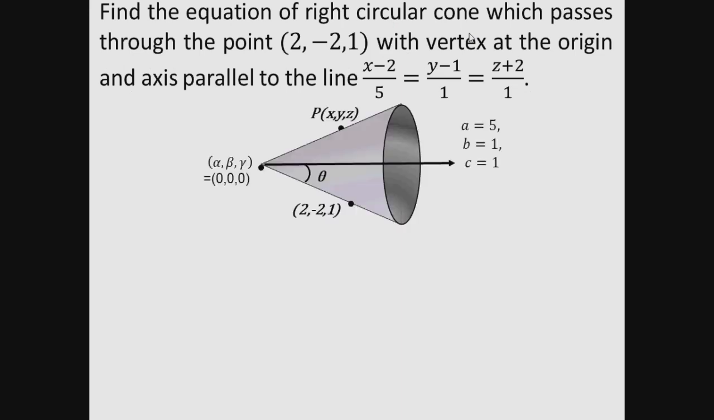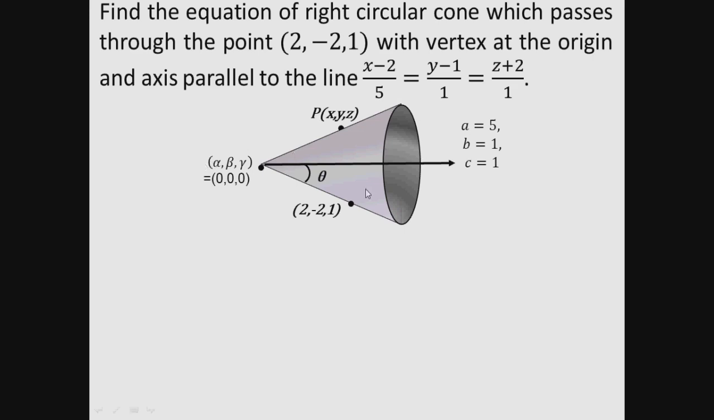So first we'll write all the given things. We are given the DRs of the axis. This 5, 1, 1 are nothing but the DRs of the axis, that we take as a, b, c. Then the vertex is at origin, so alpha, beta, gamma is 0, 0, 0. We are given one point on the surface of the cone, that is 2, minus 2, 1. And making use of that, we want to find the equation of that right circular cone.